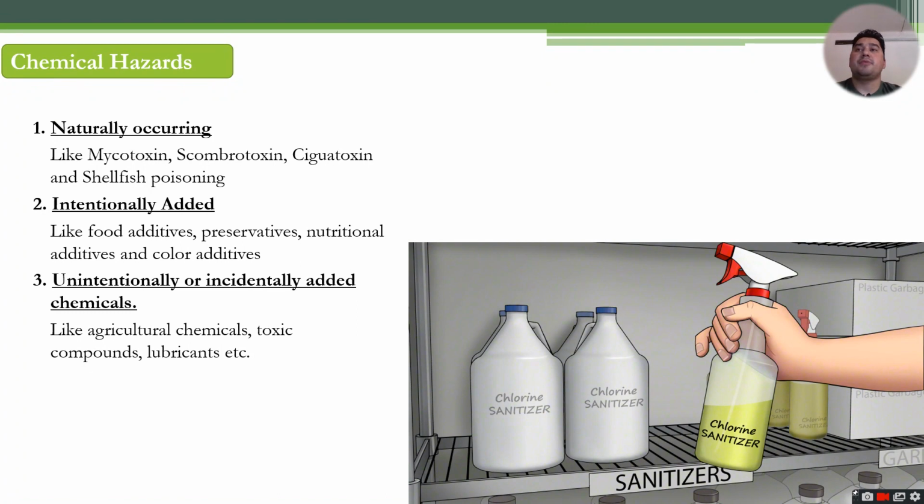The second type of hazard is chemical hazards. Chemical hazards can occur naturally in the food, like mycotoxin, scombrotoxin, and shellfish poisoning. Intentionally added: people add chemicals to food intentionally, like food additives, preservatives, nutritional additives, and color additives. Unintentionally or incidentally added chemicals include agricultural chemicals, toxic compounds, and lubricants.